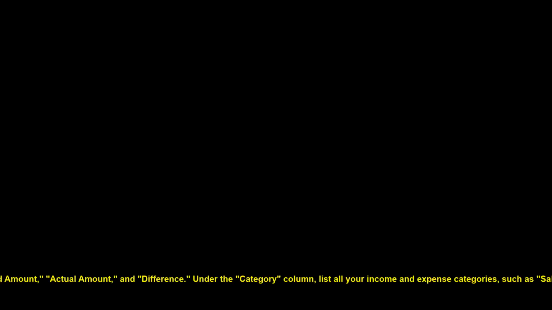Open Microsoft Excel on your computer. Create a new workbook by selecting blank workbook. In the first row, label your columns: category, planned amount, actual amount.